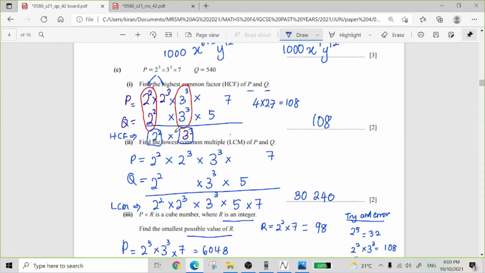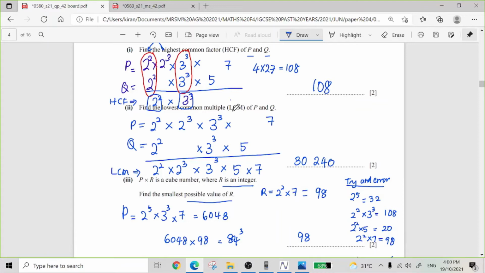Okay, and as we go to the lowest common multiple of p and q, we list all the prime factorization for each number, and then for this question, we choose every number that is there. So 2², 2³, and then 3³, and then 5, and then 7. So you multiply all these numbers, and then we get 30,240.